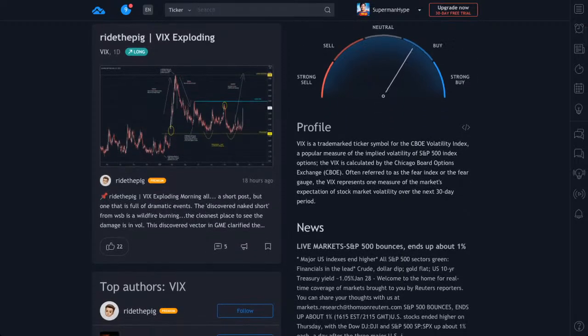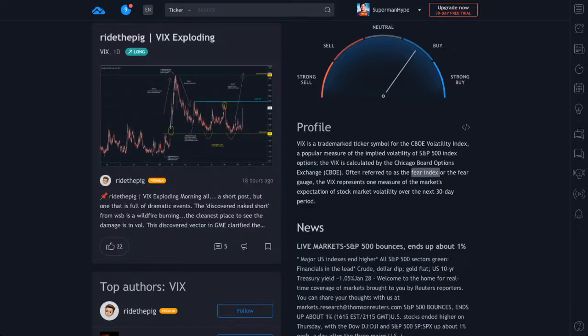So the VIX is a traded market ticker symbol for the Chicago Board Options Exchange, that's what the CBOE means, Volatility Index, a popular measure of the implied volatility. Volatility is what traders like, obviously, when the price goes up and down. Of the S&P 500 index options. Okay, so you have the option to buy or sell stuff. VIX is calculated by the Chicago Board Options Exchange, often referred to as the fear index. So that's a bit funny.